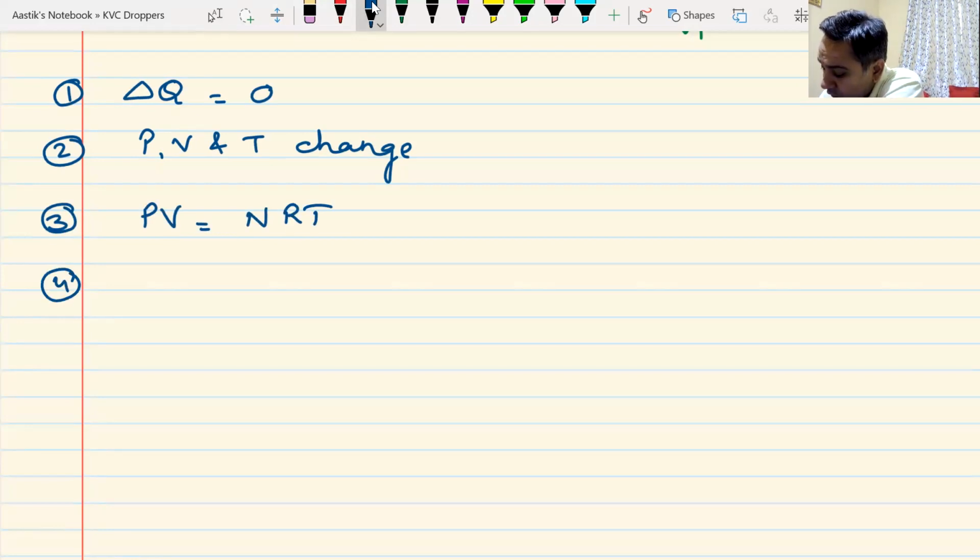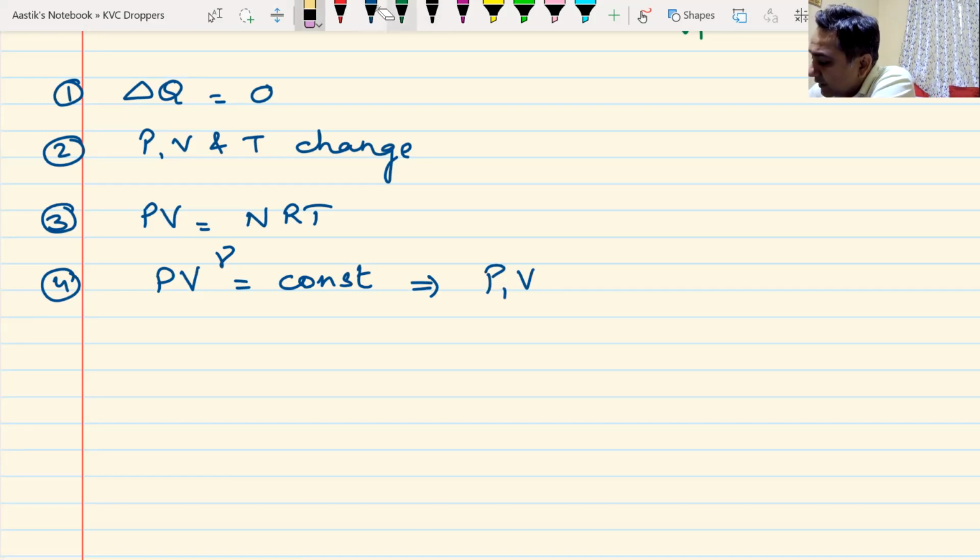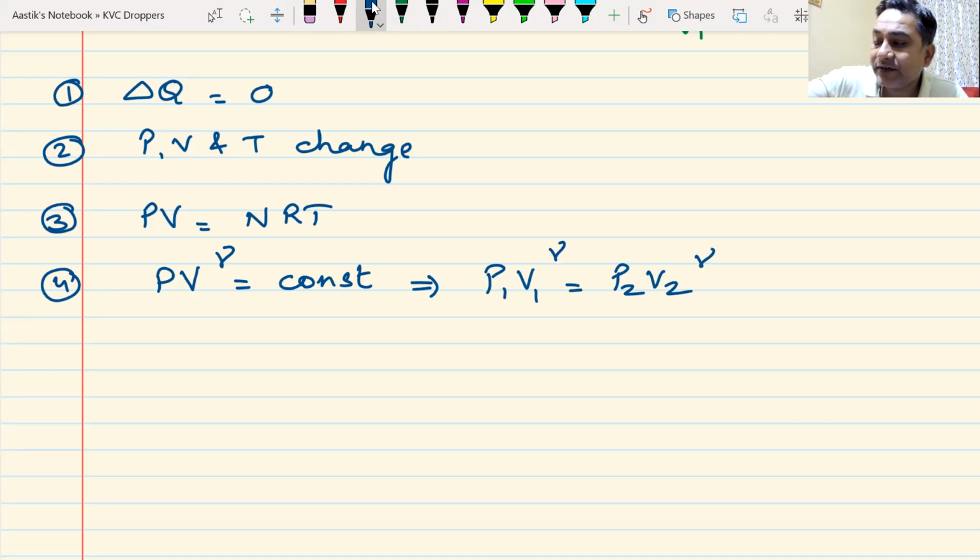The fourth thing that I have told you is that one equation can be written as PV raised to the power gamma is constant. Now, this is one way in which you can write it in terms of P and V. If one pressure is P1 and the other pressure is P2, then P1 V1 raised to the power gamma will be equal to P2 V2 raised to the power gamma. Do we understand this? Where gamma is the ratio of specific heats, Cp by Cv.